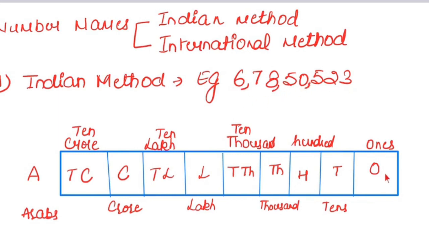Okay, so we will start from the right to left side. So simply, for 3 you have to put ones, for 2 you have to put the tens place, for 5 the hundreds place, for 0 the thousands place, for 5 the ten thousands place, and for 8 you have to put the lakh place. Okay, so these are the numbers you have to put in that column.